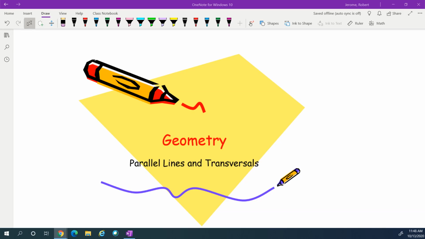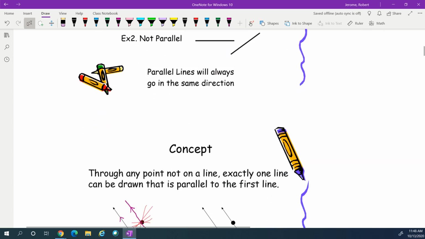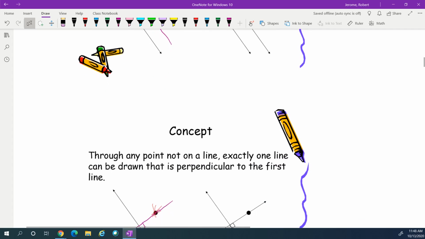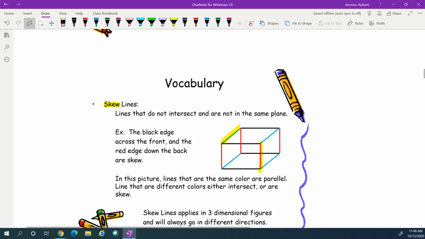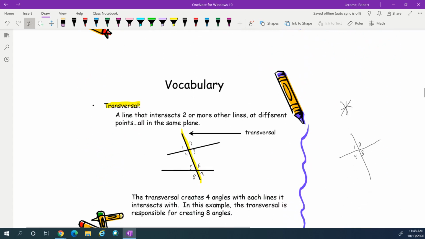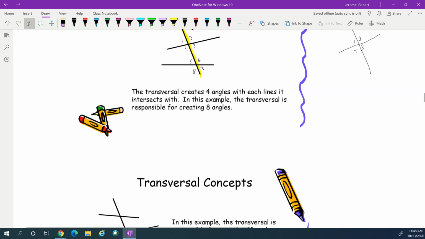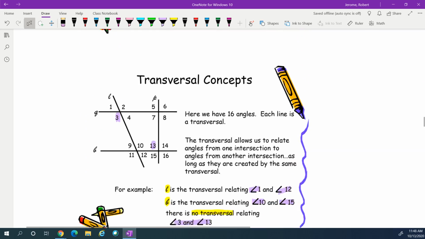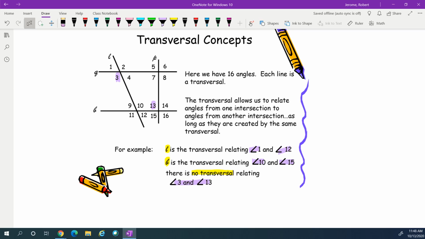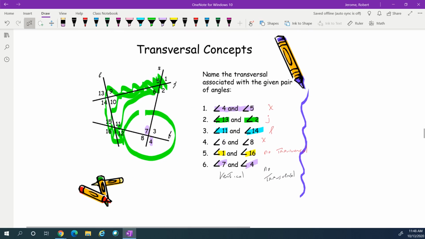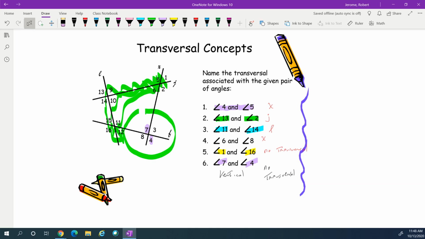All right, so we're doing parallel lines and transversals. This is part two, so I'm just gonna scroll through everything that we covered in part one. Remember, we talked about parallel lines, the symbol, arrows on them. We talked about skew lines. We talked about this transversal. That relates two different intersections. That's really important. And identifying the transversal that goes with each pair of angles is really important.